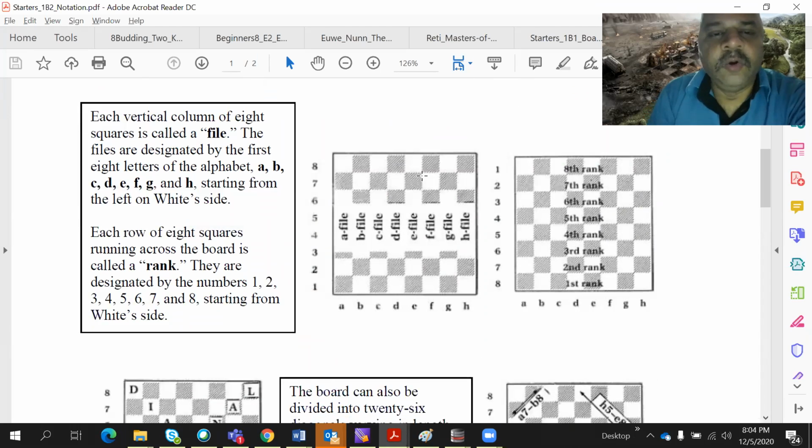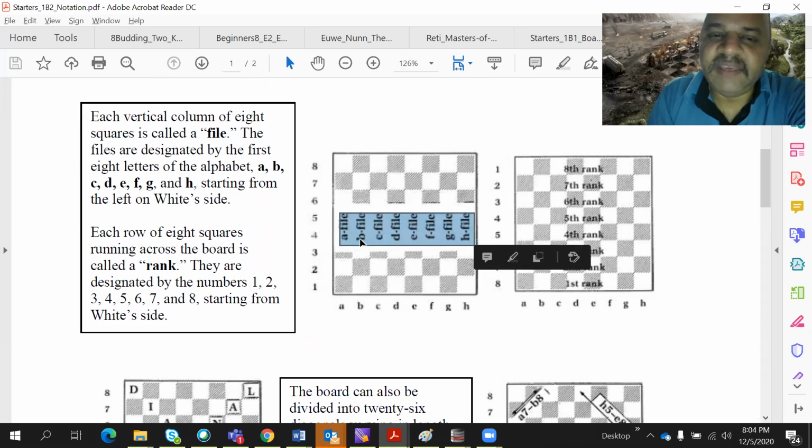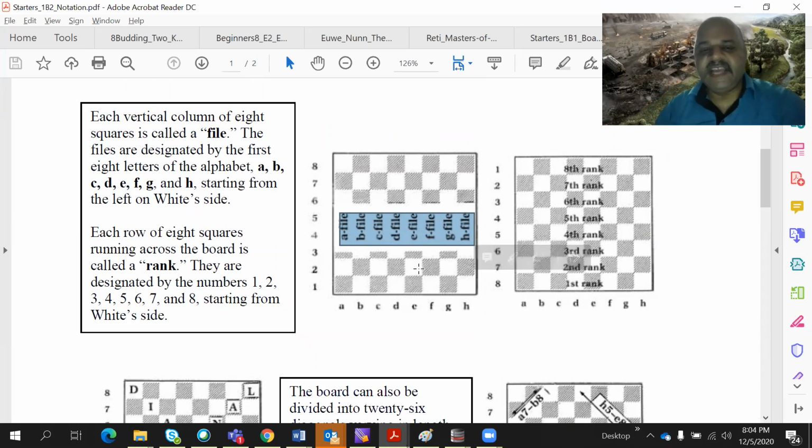Okay. Now, what is the name? I said columns and rows, right? But there is a particular word in chess for calling them. We call them files. A file, B file, C file, D file. So all these A, B, C, D are called files. And the 1, 2, 3, 4 are called ranks.